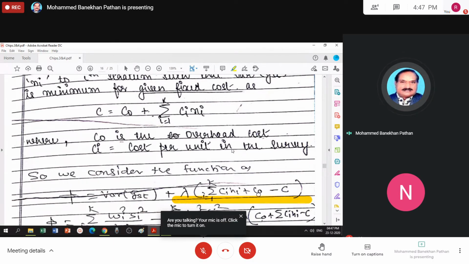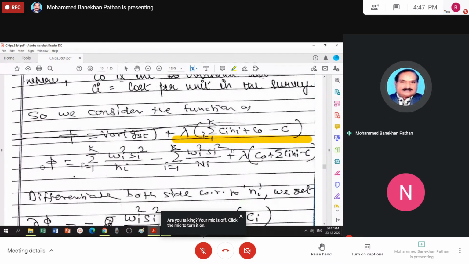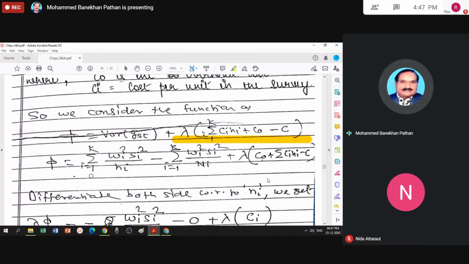How to proceed ahead? Phi equals summation i equals 1 to k of Wi square Si square upon ni, minus summation Wi square Si square divided by capital Ni. This is your simplified variance formula. Plus lambda, same bracket, continue.